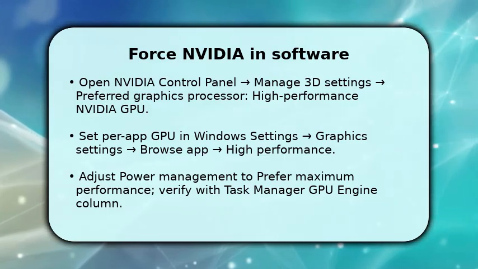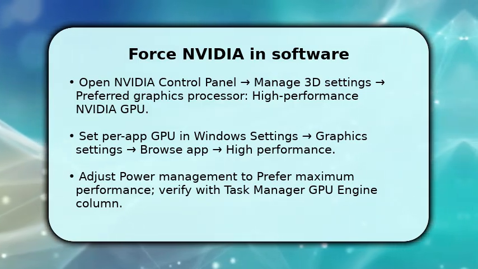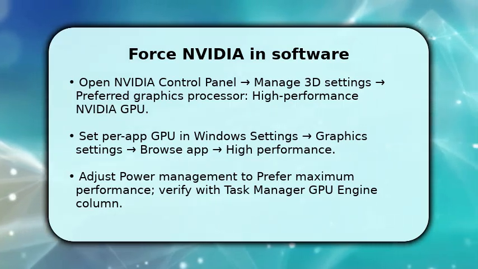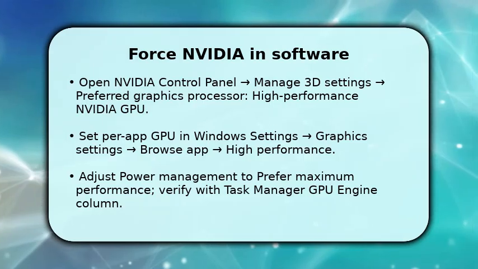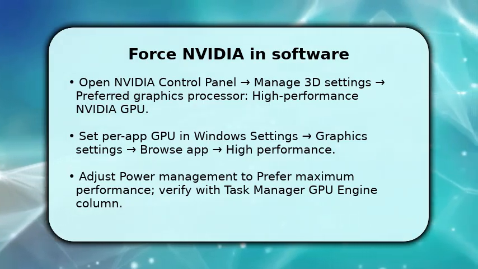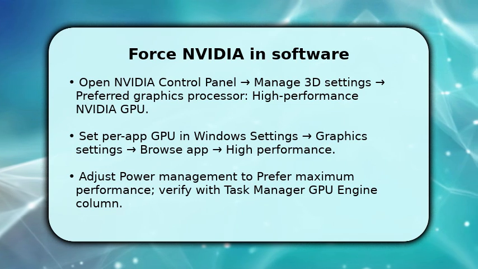Next, go into Windows Settings, right arrow System, right arrow Display, right arrow Graphics Settings, and assign high performance to specific apps or executables you need accelerated. Also set Power Management mode to prefer maximum performance in Manage 3D settings.